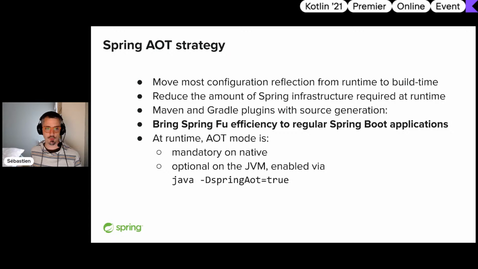The goal is also to use the Maven and Gradle plugins with source generation. And we did that, and we did not use, for example, annotation processors because they were too limited for our needs. And if you have followed my work around Spring Fu, Kofu, DSLs, etc., there are two things in Spring Fu where I explored with the community how to write Spring applications in a more functional way using Kotlin DSL.